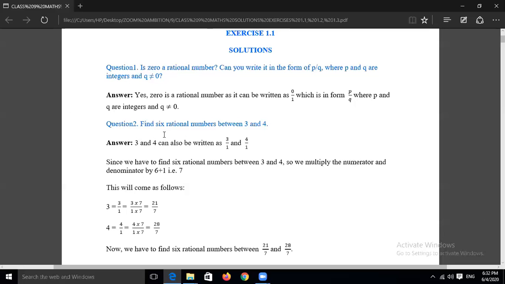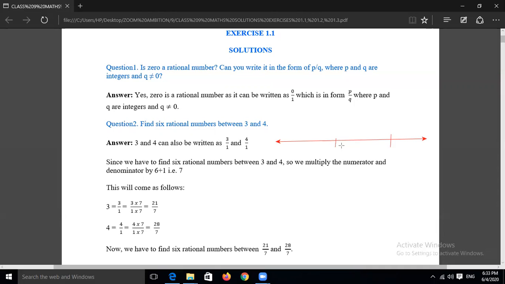Now we have to find 6 rational numbers between 3 and 4. So here we can look again. If I construct a number line here, and suppose this is 3 and this is 4, we can get many numbers between 3 and 4: 3.1, 3.2, 3.4, 3.5, 3.6, many numbers.